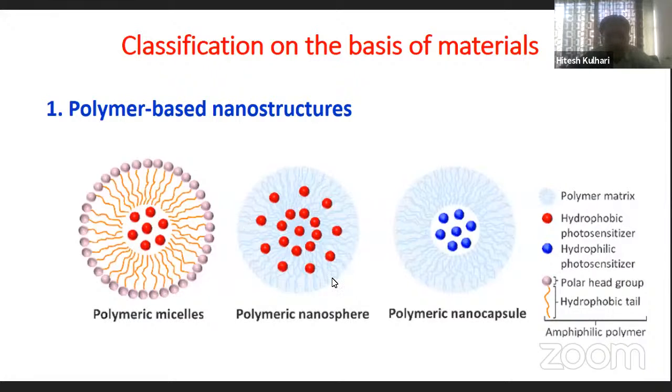We can convert them into the polymeric nanosphere, and we can also convert them into nanocapsules. So micelles, you might know, are amphiphilic molecules. If a polymer has an amphiphilic property, having both hydrophobic and hydrophilic chains, like the poloxamer, it can be easily converted into the micellar form. Otherwise we can convert them into the nanosphere or the nanocapsule form. So we can synthesize nanostructures using polymers.